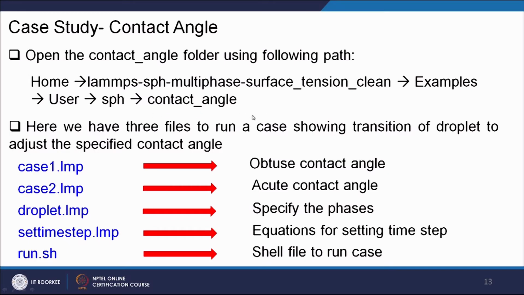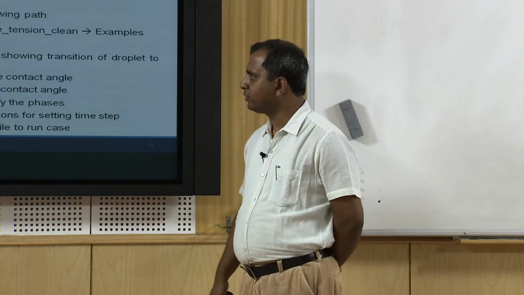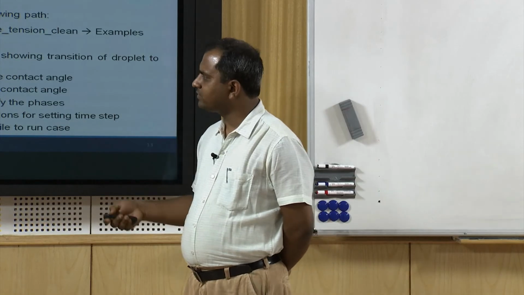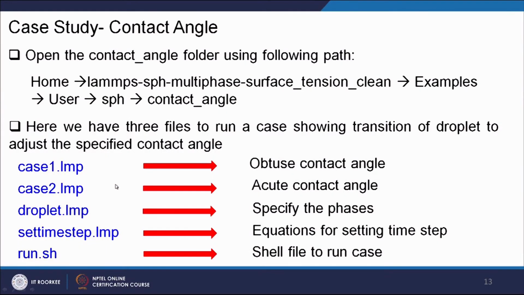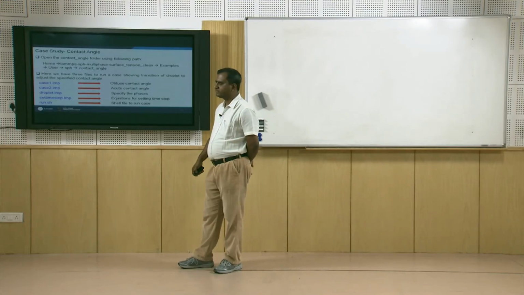In this folder, contact angle, you can find 5 files, okay, in which 2 files, case 1 LMP and case 2 LMP, are actually for basic information, but you need to run this droplet LMP, set time LMP and run.sh, okay, for setting up the simulations. Let me explain one by one what all these files are dealing with.